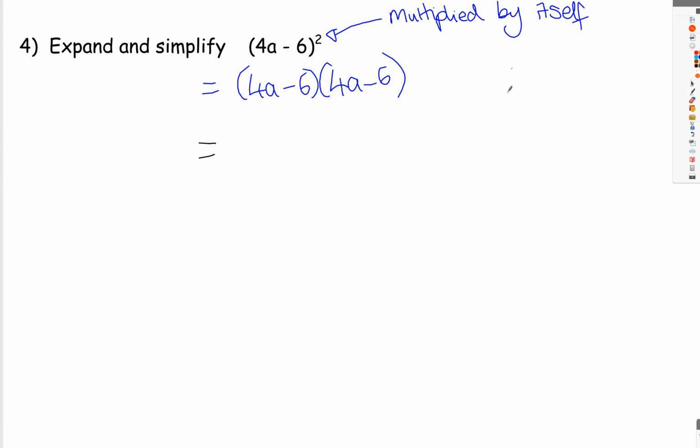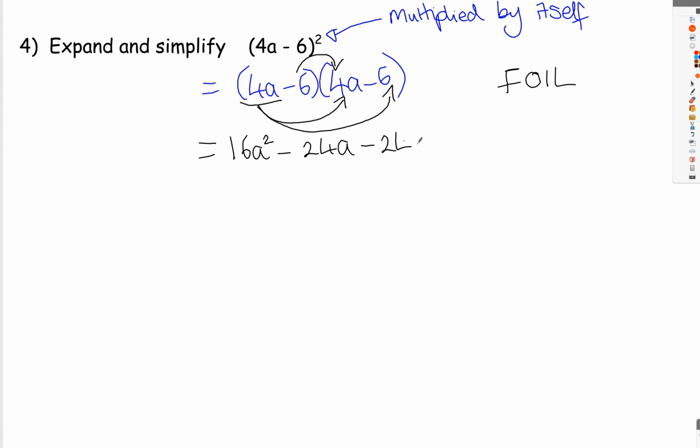Okay, if we are following FOIL, F stands for first, O outside, I inside, L last, or 4a times 4a, and then we do 4a times minus 6, and then minus 6 times 4a, and then minus 6 times minus 6. Okay, but first in each of these brackets are 4a times 4a, which is 16a squared. Outside is the 4a and the minus 6, so that gives you minus 24a. Inside is the minus 6 times 4a, which is minus 24a. And last is the minus 6 times the minus 6, which is a plus 36.